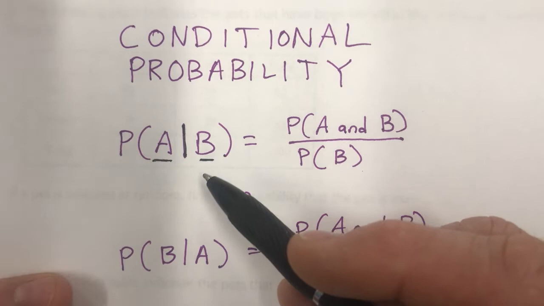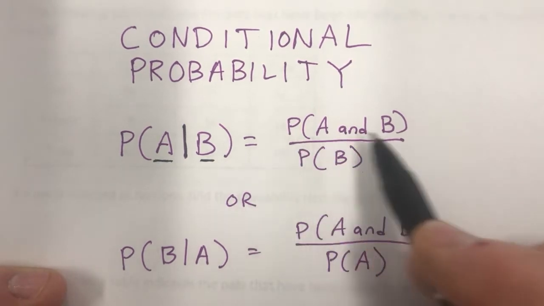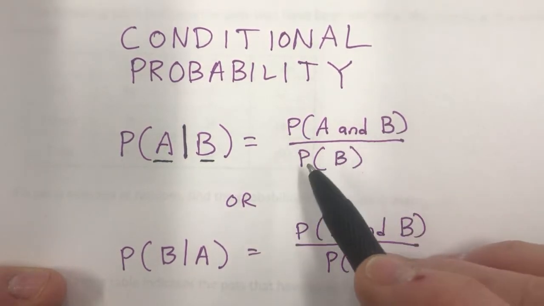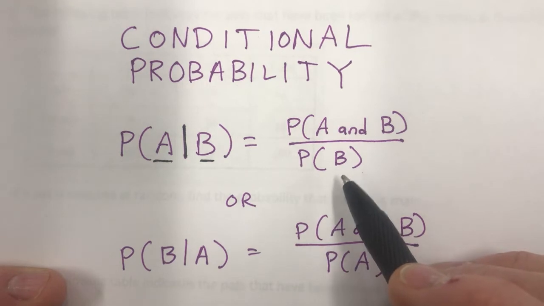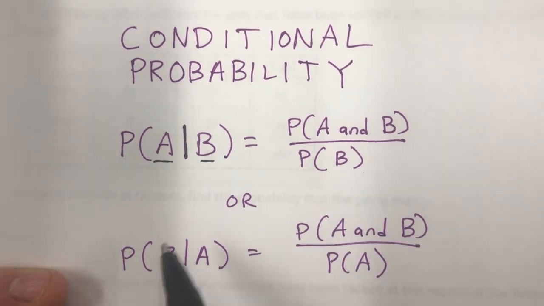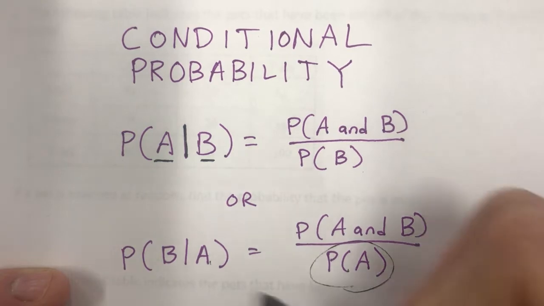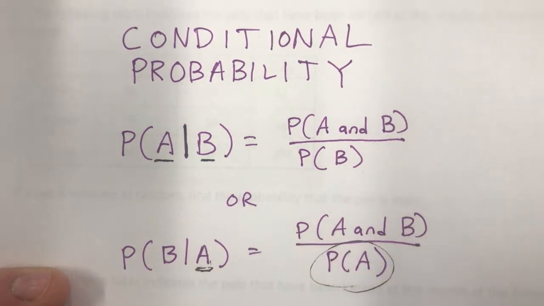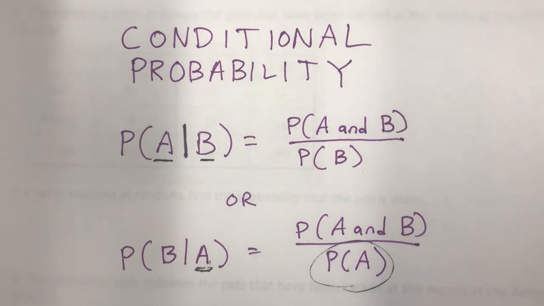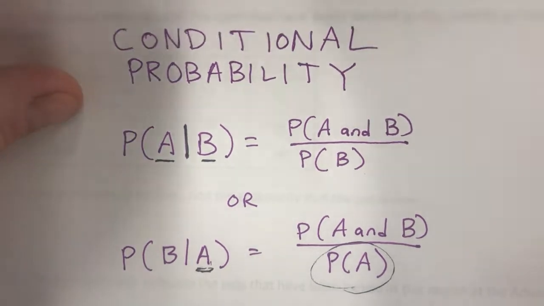Okay? And that's going to be the probability of A and B both happening divided by the probability of B happening. Or it could be reversed: probability of B given A is the probability of A and B happening divided by the probability of A happening. The thing about this is, every time, the second one is on the bottom, what you're dividing by. Now, what does this mean? Here's an example.